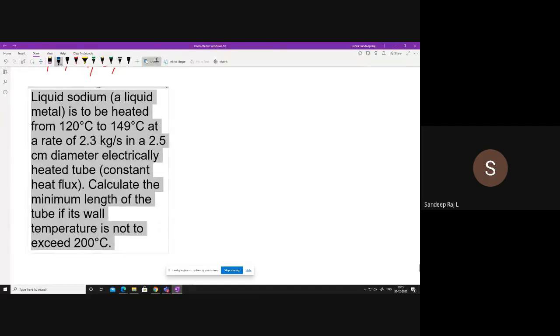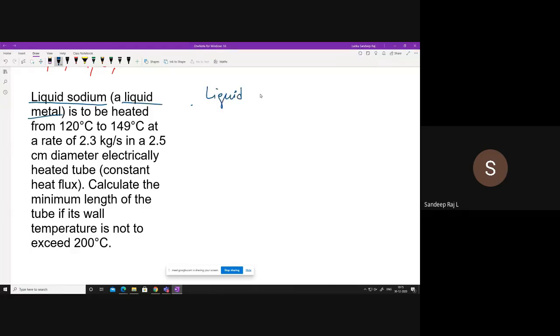So first thing to identify here is that there is a liquid metal. When it is written that it is liquid sodium, it is a liquid metal here. So you have to take a liquid metal kind of material and then solve it. And then what is the next thing? It is to be heated from 120 degrees centigrade to 149 degrees centigrade.